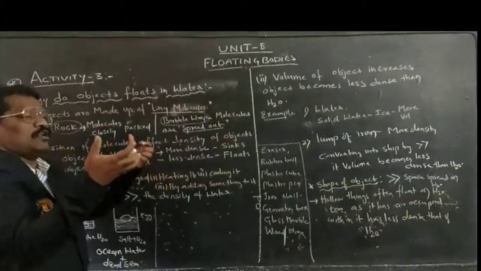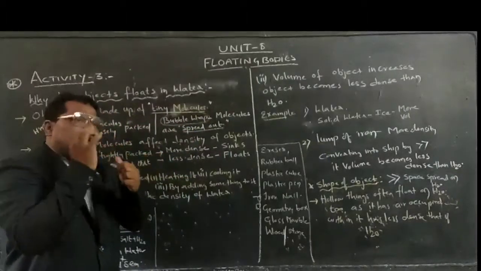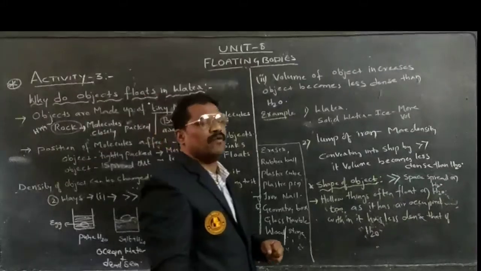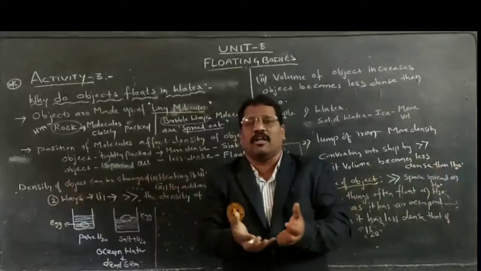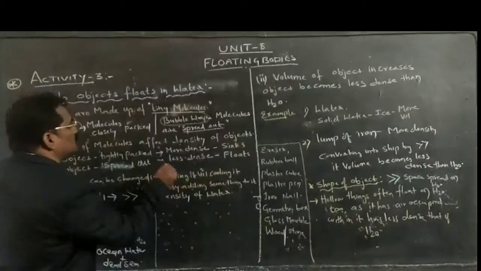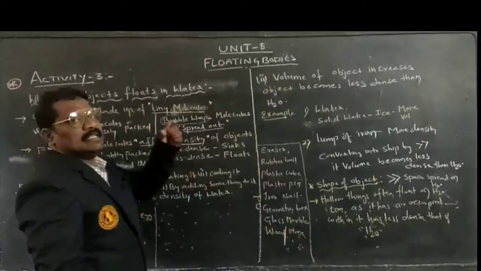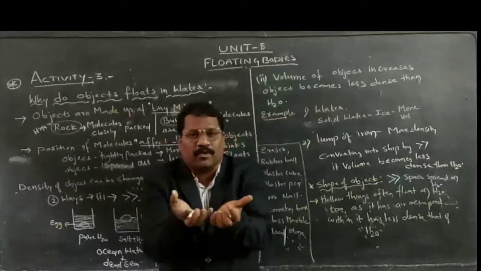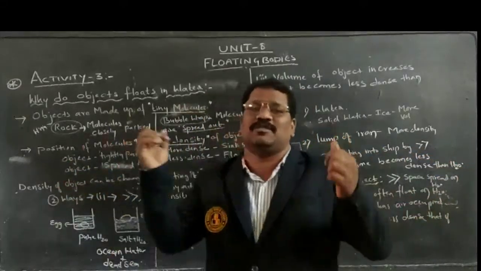Meaning, molecules in a rock are closely packed to each other, very tightly packed. But in a bubble wrap, what happens? Molecules get spread out. Therefore, the position of molecules affects what? The density of the object. The density of an object depends upon the position of the molecules existing within that particular object.